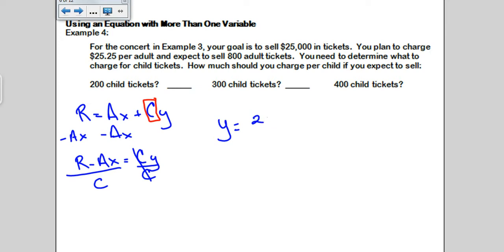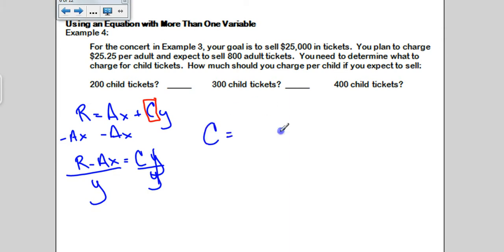Oops, look what I did. Back up one step. I solved the wrong variable. Goodness gracious, I was supposed to solve for C. So I should have divided both sides by Y. Alright, hopefully you caught my mistake there. So anyways, let's back up.